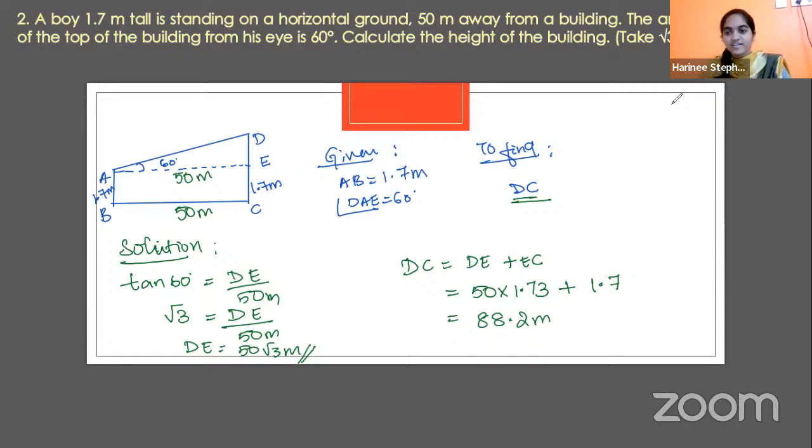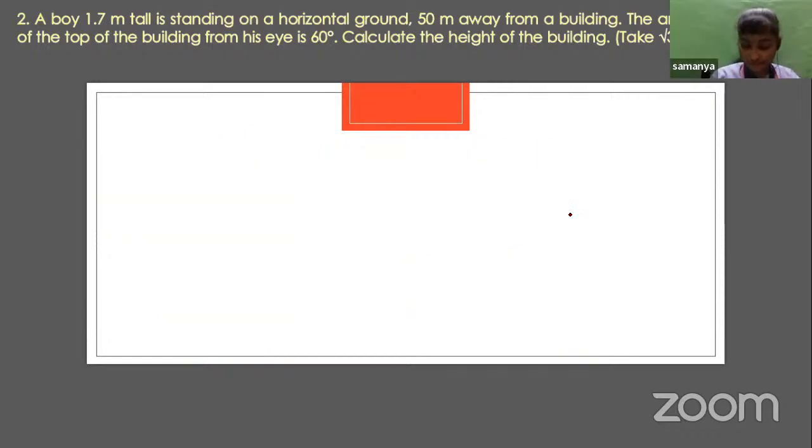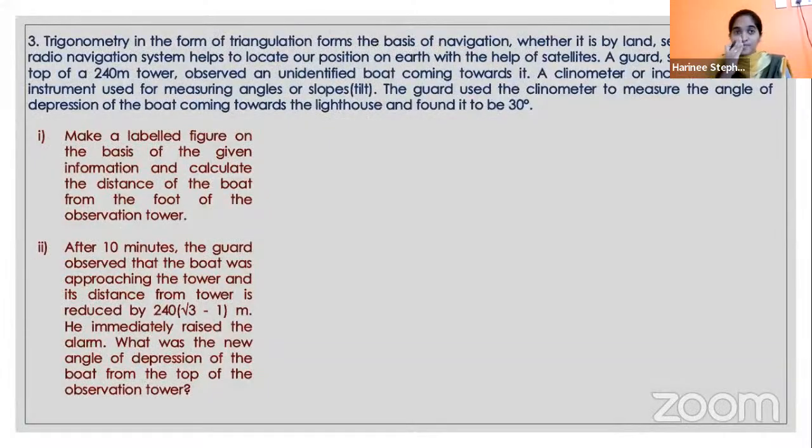Shall we move forward? Does anyone need time? Any doubts? Okay, children. Fine. So the next question from the standard question paper is the case-based question. So let's read it together. Trigonometry in the form of triangulation forms the basis of navigation, whether it is by land, sea, or air. GPS, a radio navigation system, helps to locate our position on Earth with the help of satellites. A guard stationed at the top of a 240-meter high tower observed an unidentified boat coming towards it.